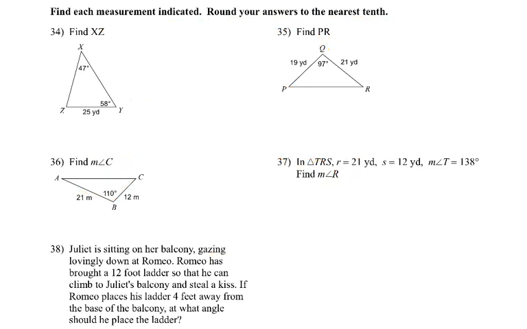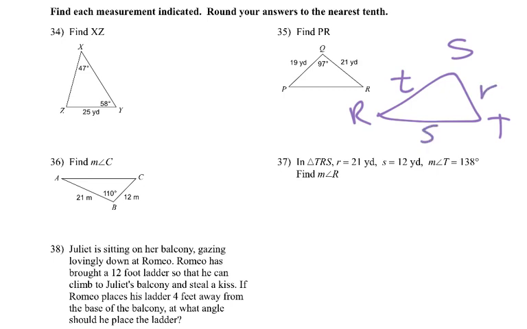Okay, 37. Now it just gave us the information in the regular format. If I wanted to, I could draw a triangle, label it R, S, T, little r, little s, and then fill in the information. Little s is 12, little r is 21. I'm looking for angle R, and angle T is 138 degrees. So again, this is just like 36. So I'm going to go find t first.